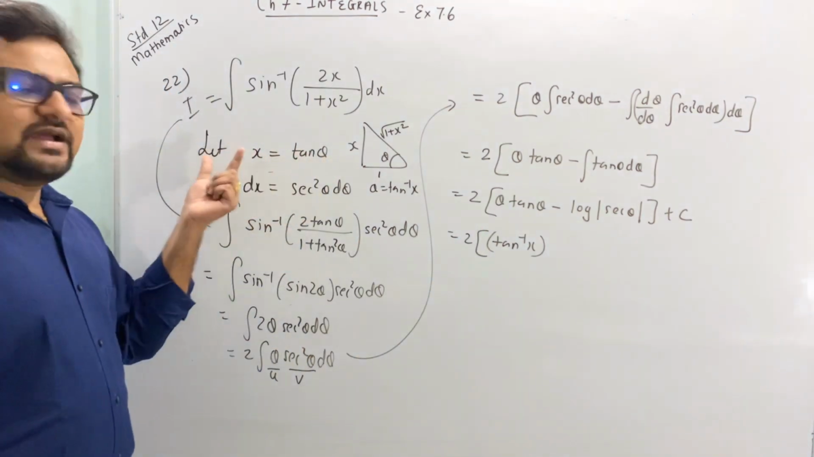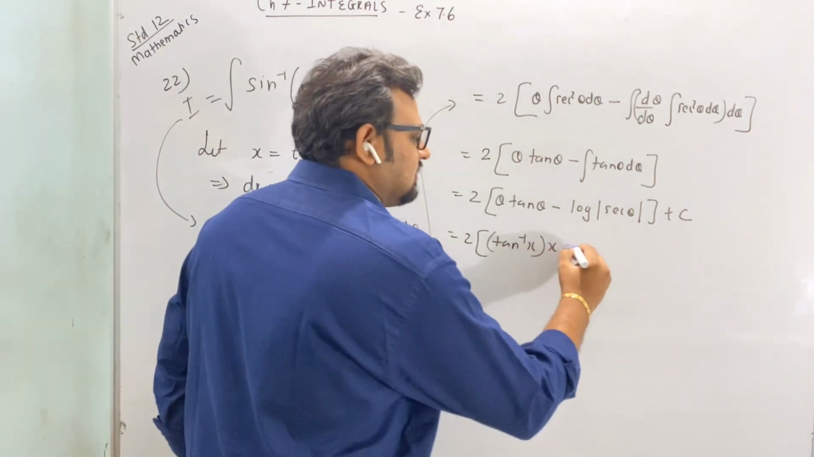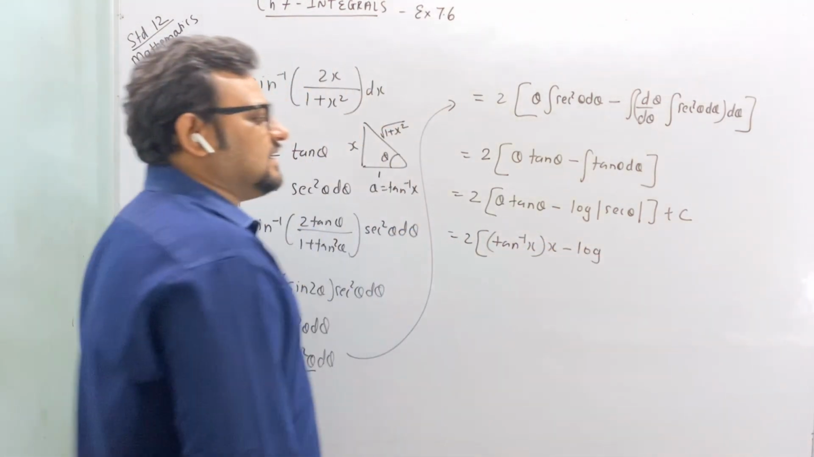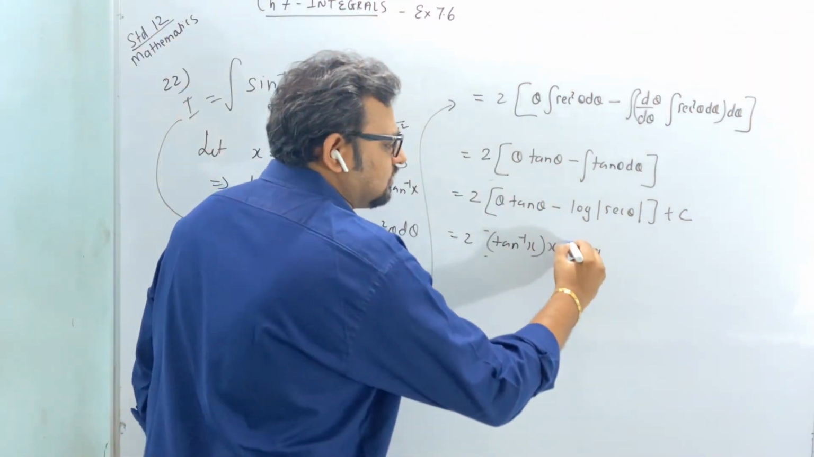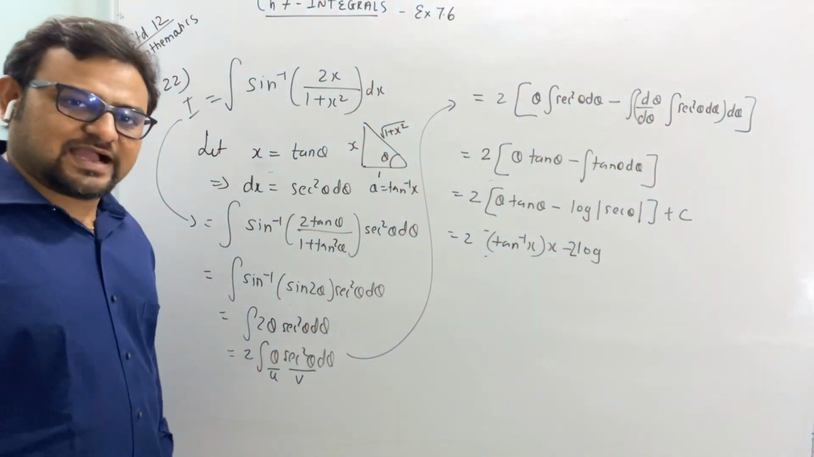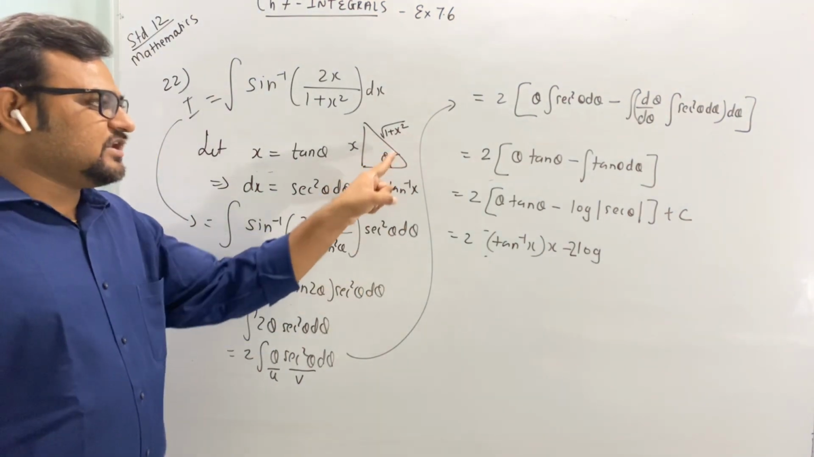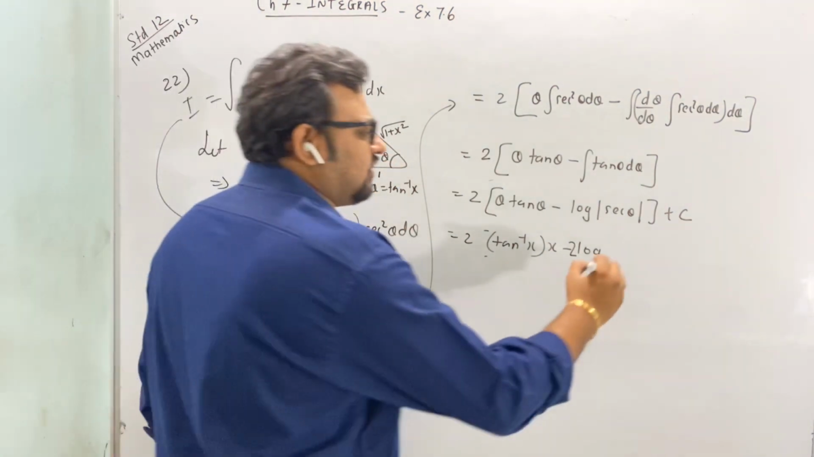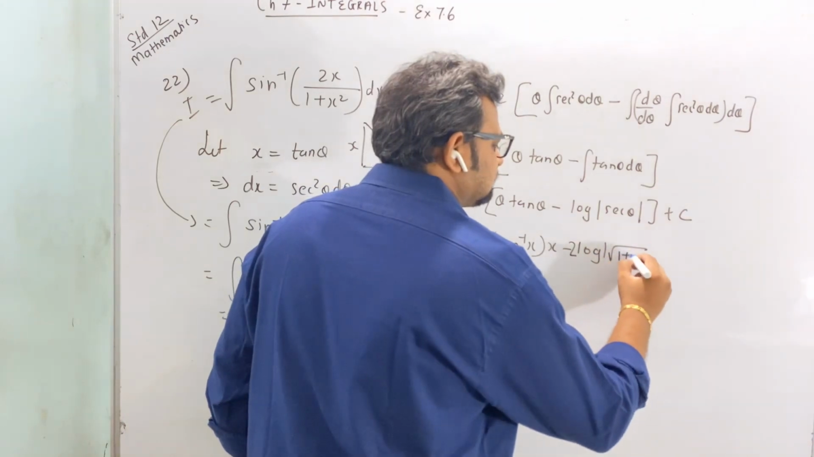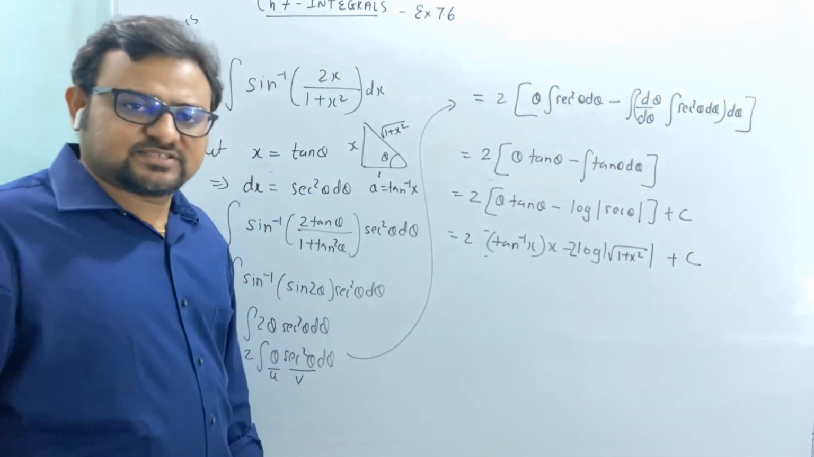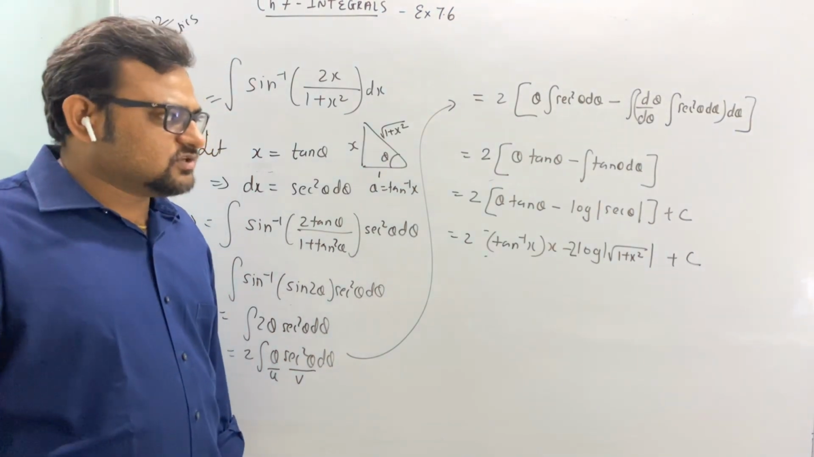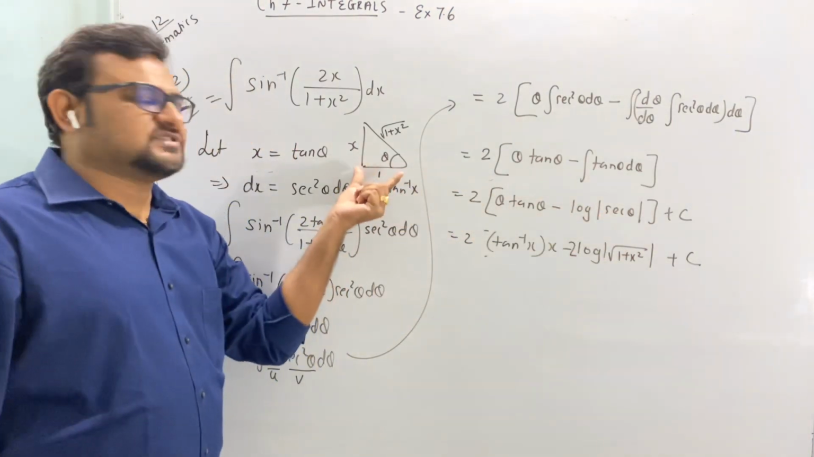What is tan theta? x. Minus, I will multiply these two. So also it will be 2 log. What is sec theta? Sec theta is hypotenuse upon adjacent side. So root of 1 plus x square, plus c. Clear? So we can directly put the value of sec theta from this triangle.